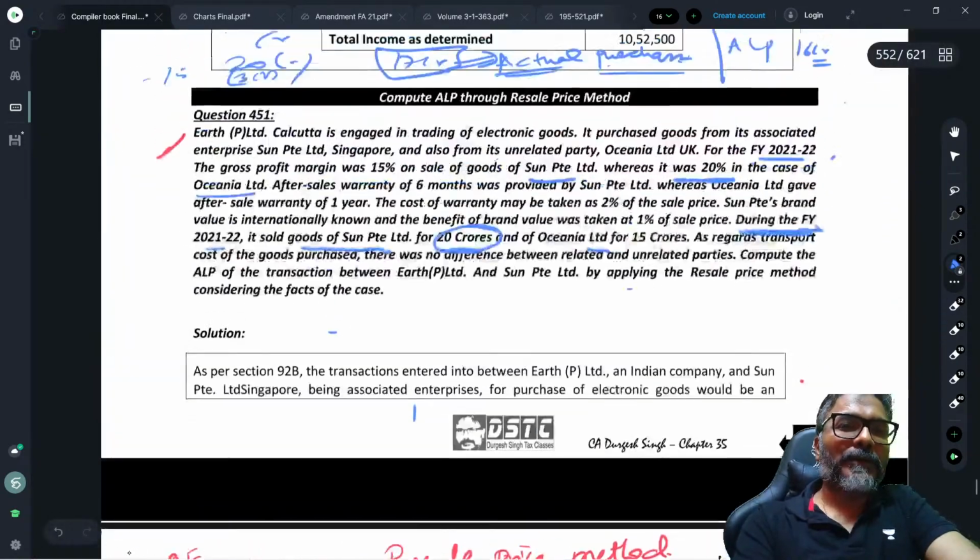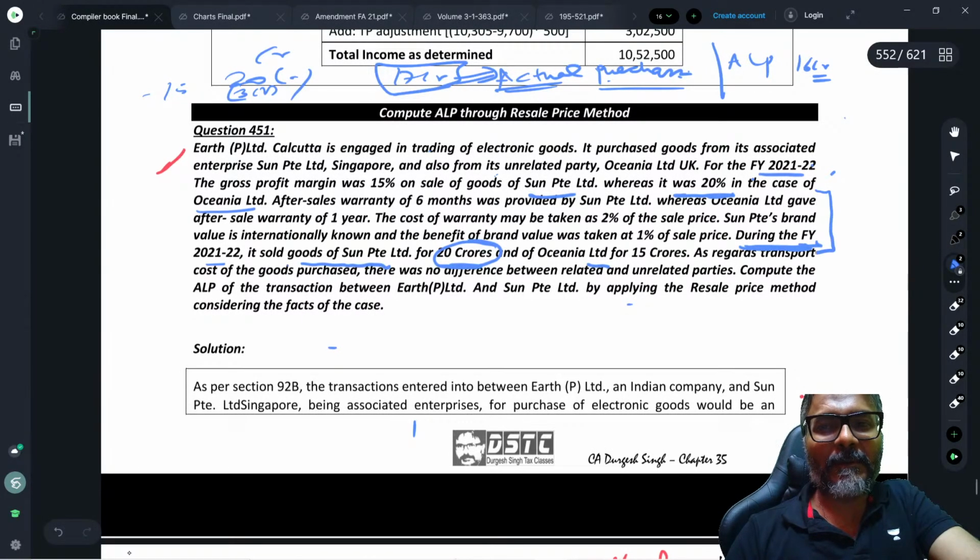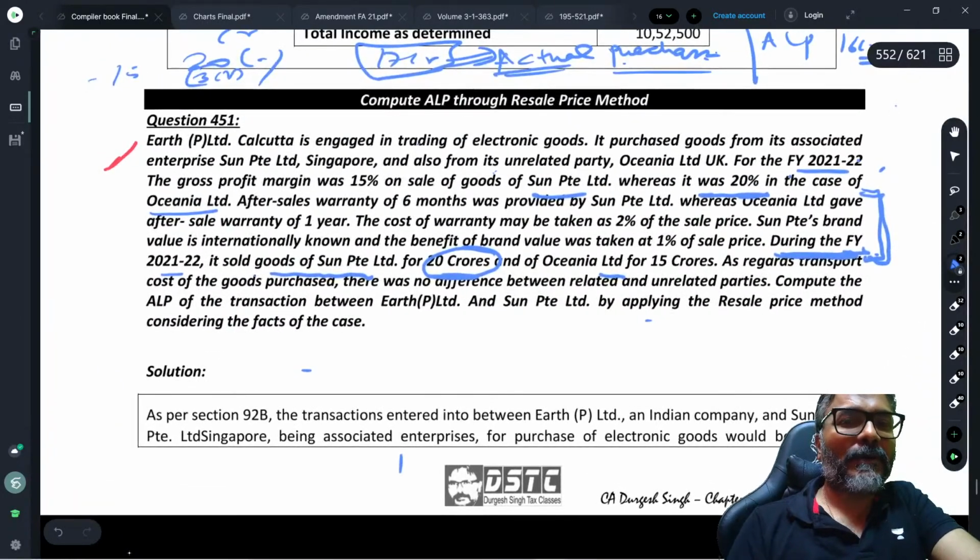So let me look into this one, students. What are the uncommon factors which they are mentioning over here? Students, this paragraph is all about uncommon factor. Please read this one.